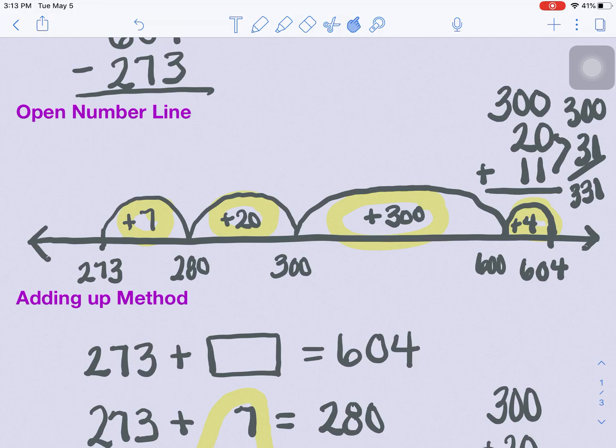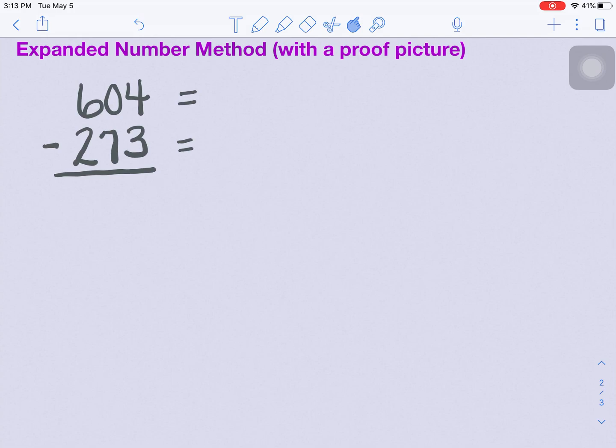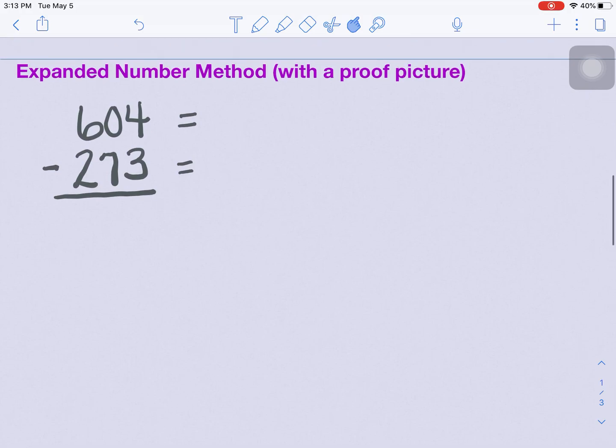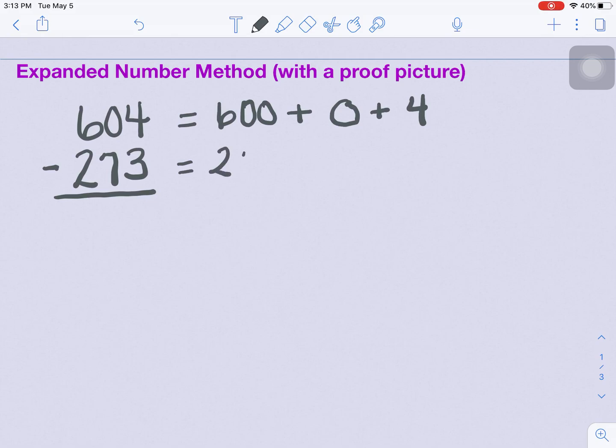Okay, great. Lastly, we're going to continue to work with the expanded number method with a proof picture. I already wrote the equation out and now I'm going to expand it. 604 would equal 600 plus 0 tens plus 4 ones. 273 equals 200 plus 7 tens, or 70, plus 3 ones.